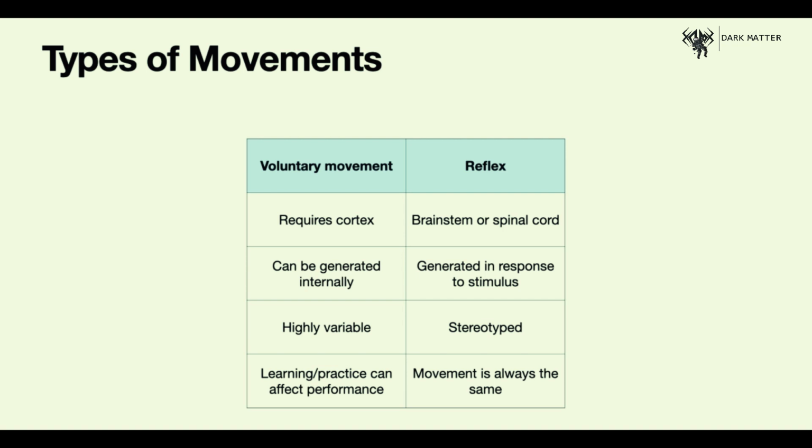A final point to make is that unlike reflexes, voluntary movements can be affected by learning and practice. Again, a reflex is always the same, so there's no performance quality there. But for example, the way you do a backflip the first time you try it is going to be very different from the way you're going to do it after you practice for a couple of months. So in this case, in voluntary movement, practice can really affect your performance since there can be motor learning.